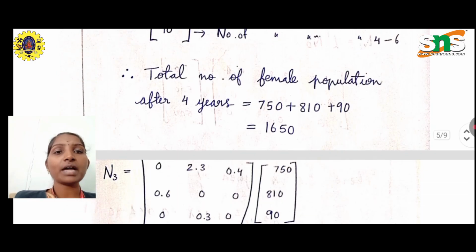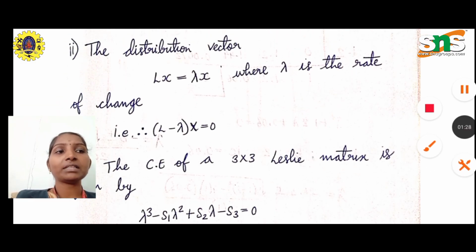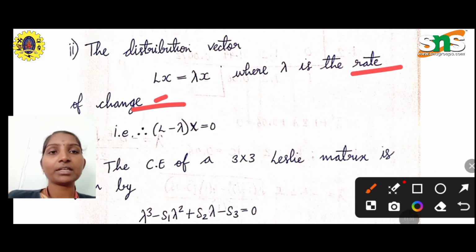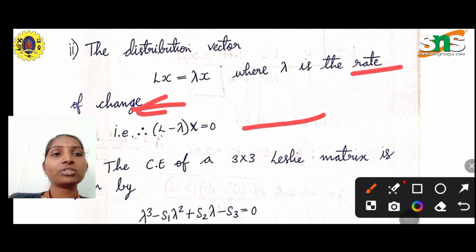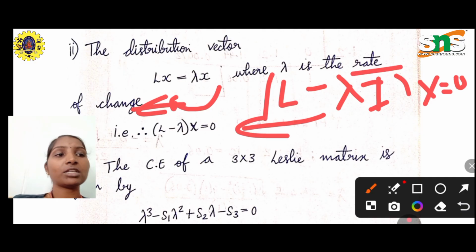Now we will move on to the actual problem, the second question. Firstly, we will be writing the distribution vector. What is the distribution vector? It is nothing but Lx is equal to lambda x, where lambda is the rate of change here. So this is what we are going to find. Therefore, on bringing this lambda x to the other side, we will have (L minus lambda) x is equal to 0, which in matrix form is (L minus lambda I) x is equal to 0. So this is our matrix form here.